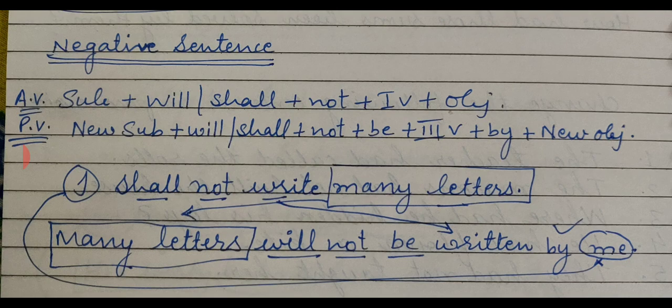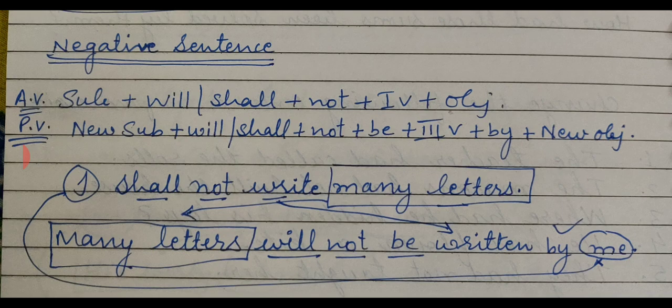And you must remember, if the new subject is I or we, we use shall. With the rest we use will. So see the example. I shall not write many letters. I repeated the same sentence but I made it negative. The object is many letters. It will become the new subject, many letters.